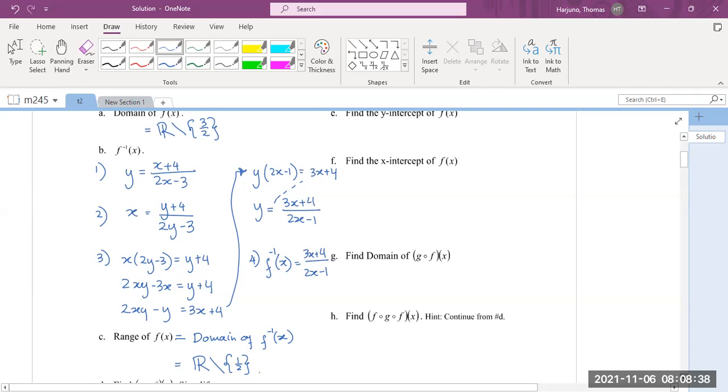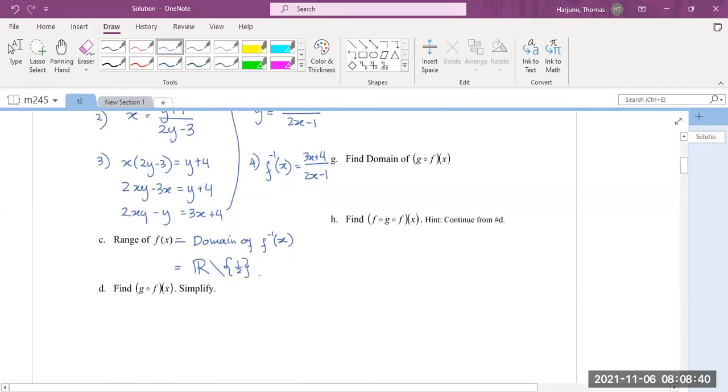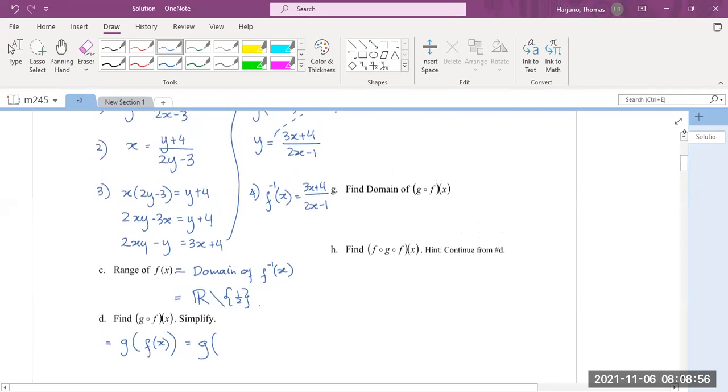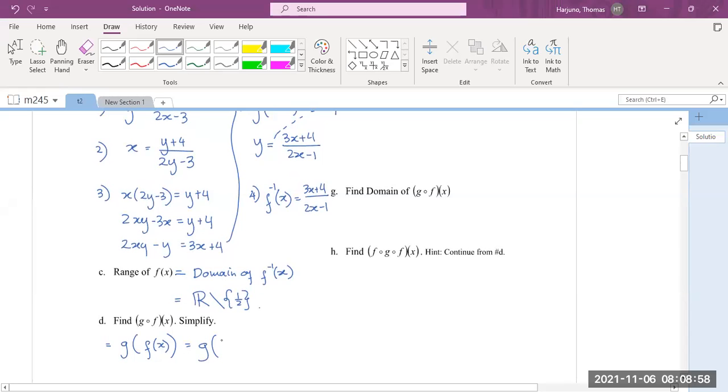Now let's go on. Part D, find g compose f of x. That's g of f(x), which is g of, let's see, g of (x plus 4) over (2x minus 3).